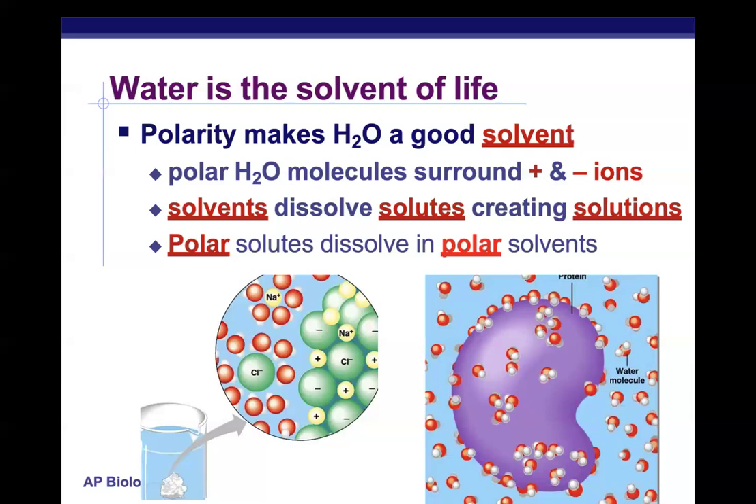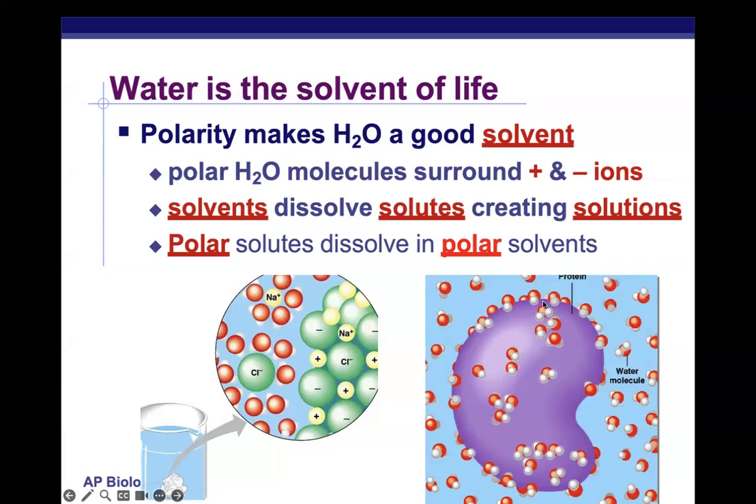So polar water molecules are able to surround and form hydrogen bonds with positive and negative ions or solute particles. So, for example, here on this left piece of the picture, this is like a chunk of salt we might have put in water. And you can see how it's broken down into positive sodium atoms and negative chlorine atoms. And the positive hydrogen parts of water molecules surround and are attracted to that negative chlorine ion. And the negative oxygen parts of the water molecules are surrounded and attracted to the positive sodium part. That's what dissolving is. That's what dissolving does.